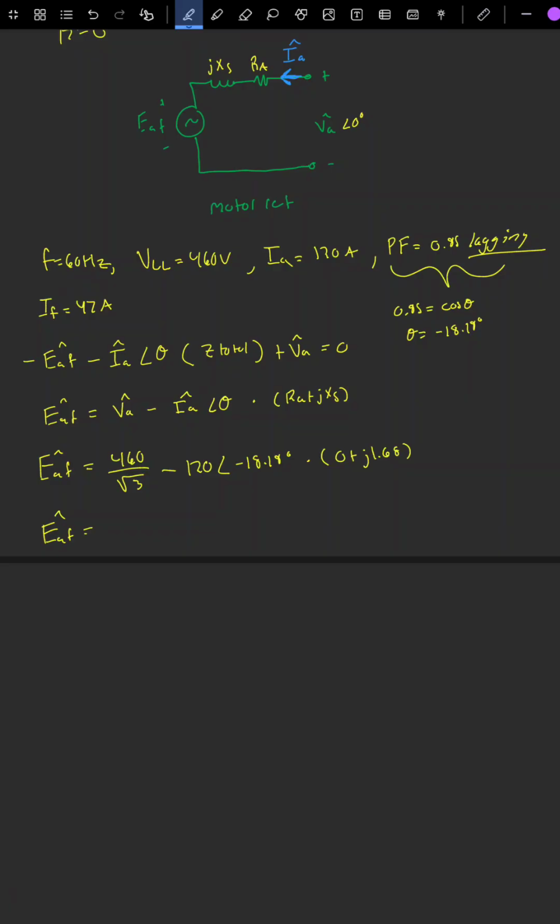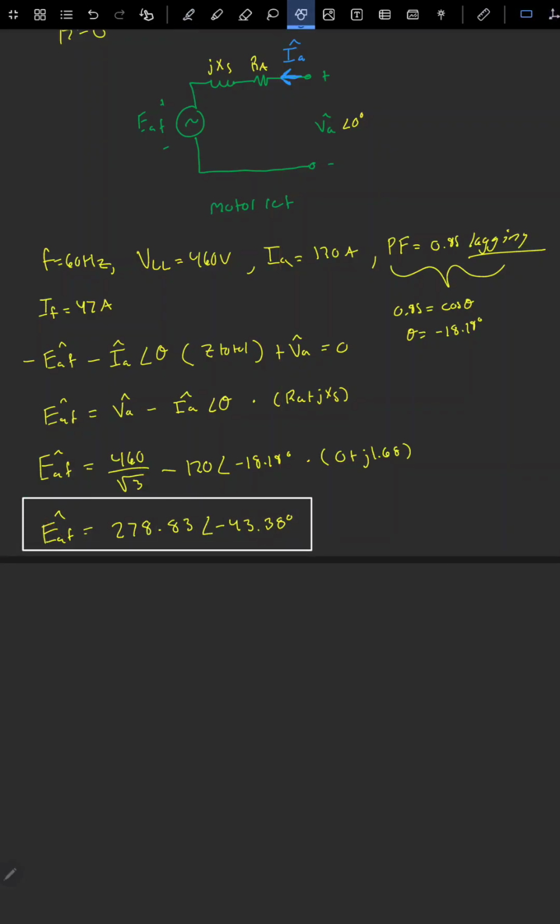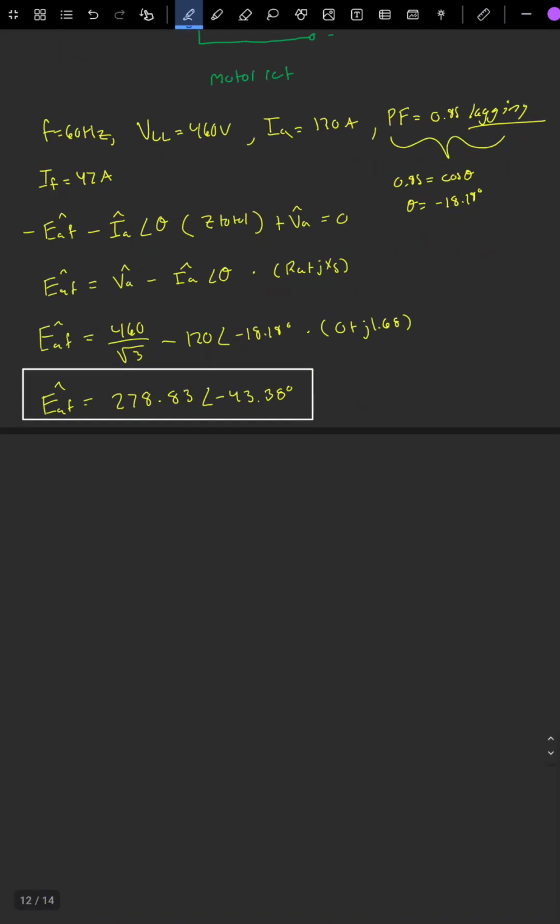So we are going to get 278.83 phase negative 43.38 degrees as our EAF. So that satisfies our first question in our problem. Now it's asking for the magnitude of field to armature mutual inductance LAF, which is part B.